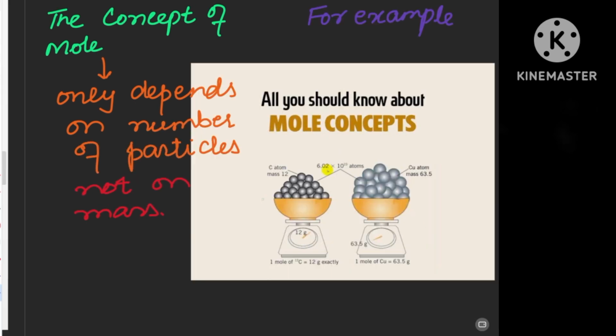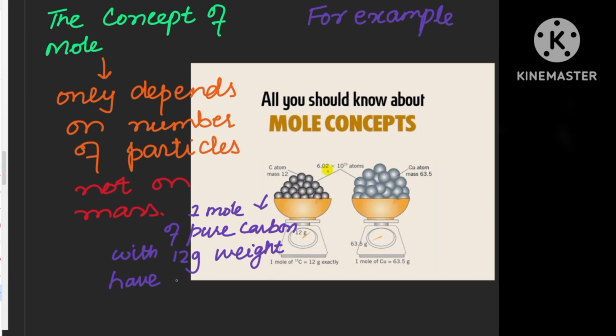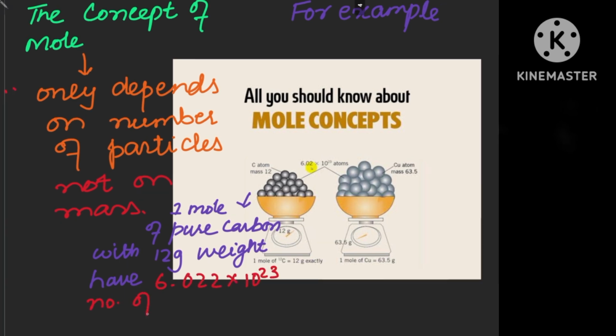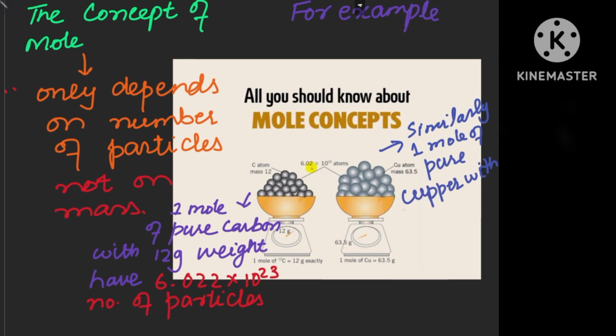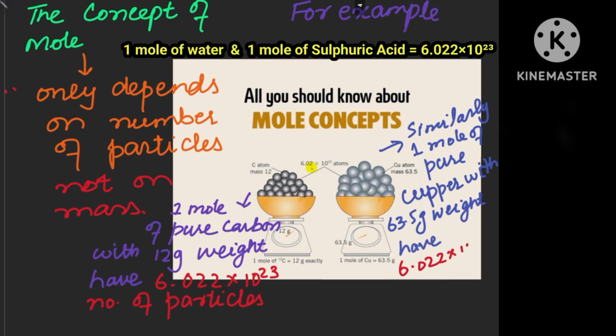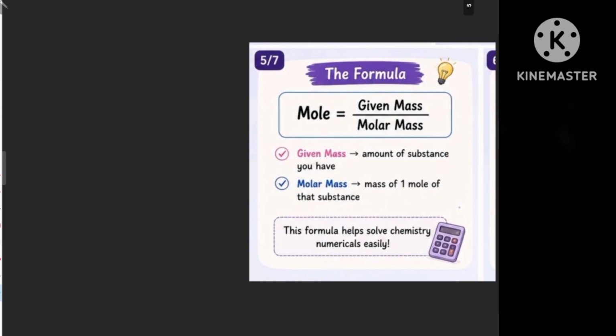For example, 1 mole of pure carbon with 12 gram weight has 6.022 × 10^23 atoms. Similarly, 1 mole of pure copper with 63.5 gram weight has 6.022 × 10^23 atoms. Similarly, 1 mole of water and 1 mole of sulfuric acid also have the same number of molecules, which is equal to Avogadro's number.